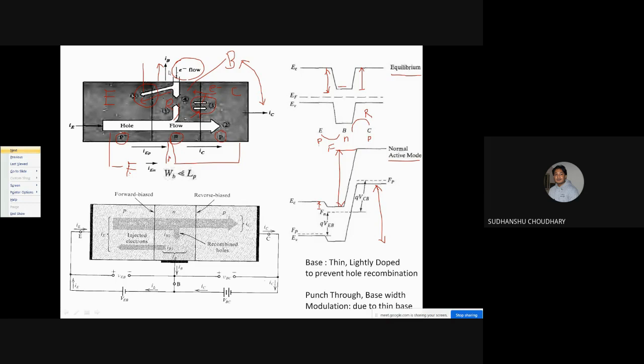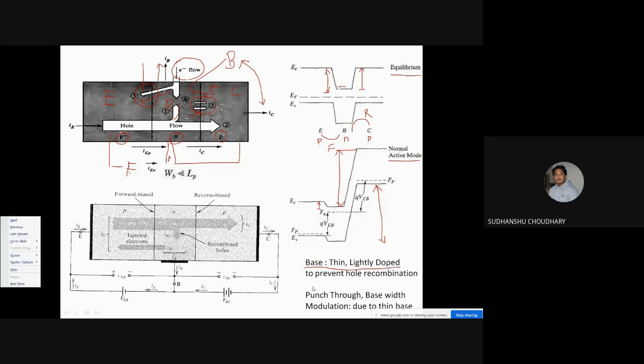Now for a good transistor, the base has to be thin and also lightly doped, so that recombination of the holes which were coming from the emitter can be brought down. The holes which were coming from the emitter will not recombine, or maybe they will recombine, but that recombination will be very small if the base is thin and also lightly doped.